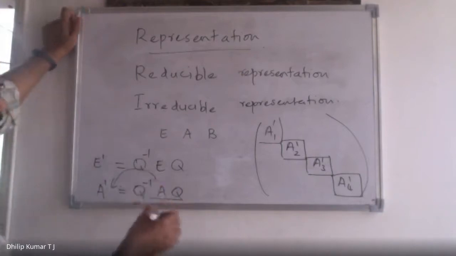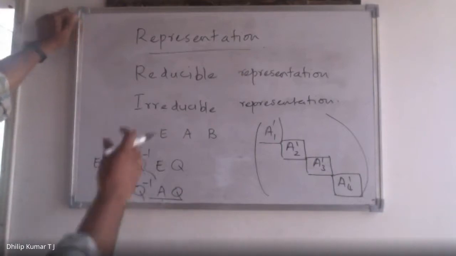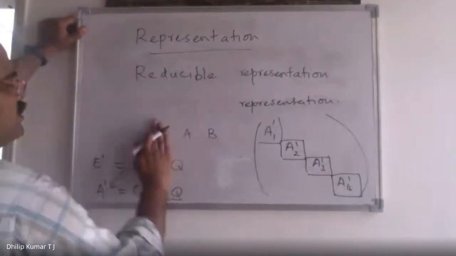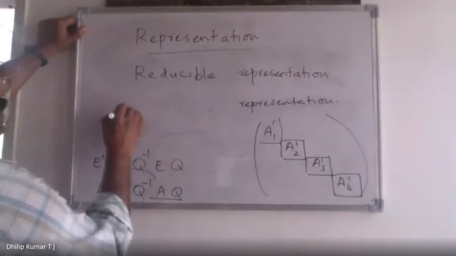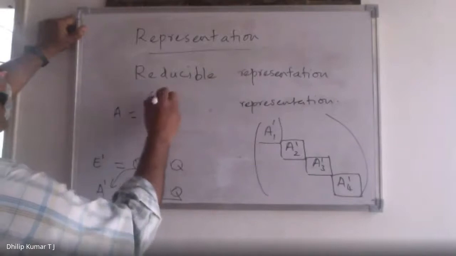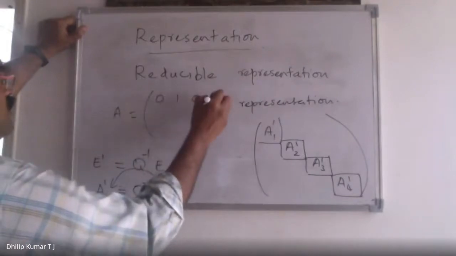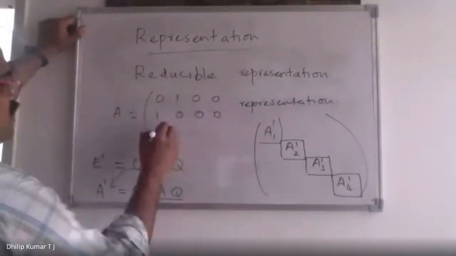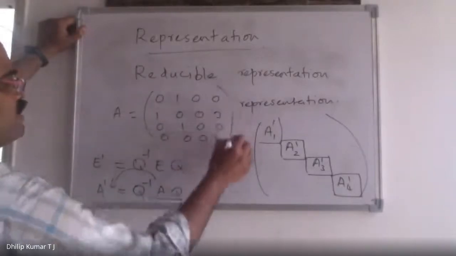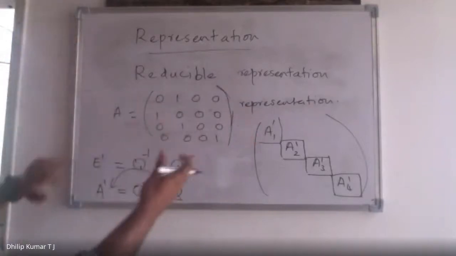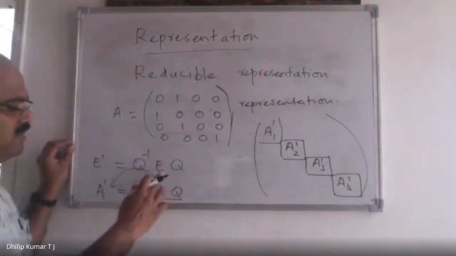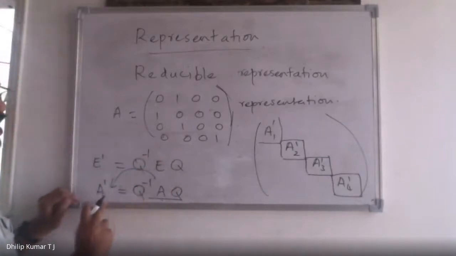So this is a complete matrix. A is a matrix, in the form of a reducible representation. So you have some matrix of A, say 4x4, something like this: 0, 1, 0, 0, 1, 0, 0, 0, and 0, 1, 0, 0. If you perform some operation using Q and Q inverse, this similarity transformation converts the A matrix into the A prime matrix.